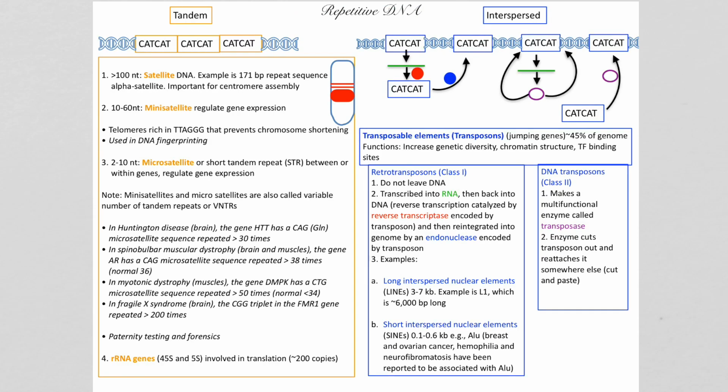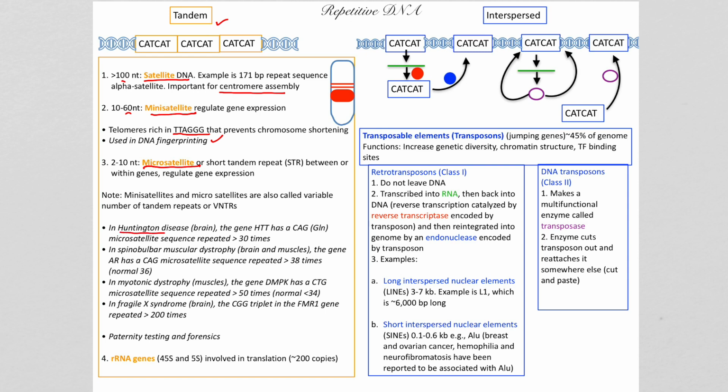A few words about tandem repetitive DNA. They include satellite DNA, which is important for assembly of centromeres; minisatellites, which are smaller sequences, for example found in the telomeres, and they're important for DNA fingerprinting. And then there are even smaller repeat sequences called microsatellites. And a lot of diseases are associated with microsatellites.